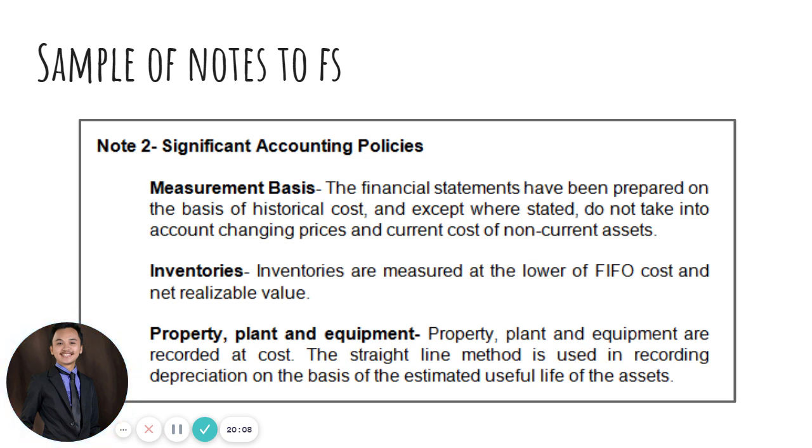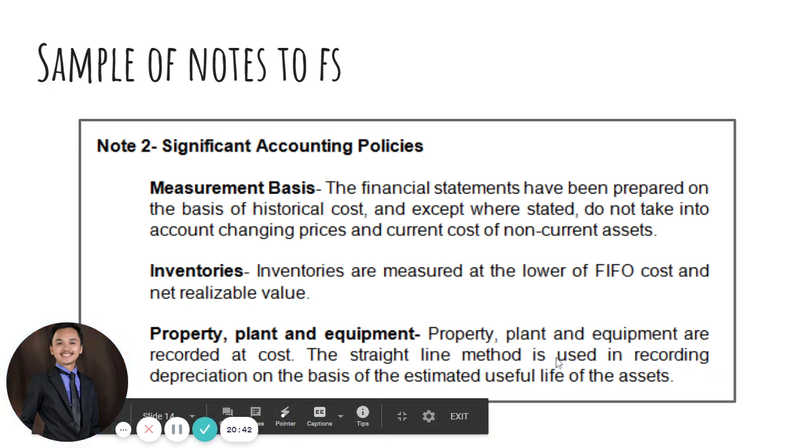Also, an example is inventory. Inventories are measured at the lower of FIFO cost and net realizable value. So LCNRV is used for inventory. Okay? Another significant accounting policy is in terms of property, plant, and equipment. Property, plant, and equipment are recorded at cost. That means PPE and PPE components are recorded at cost. The straight line method is used in recording depreciation on the basis of the estimated useful life of the assets.